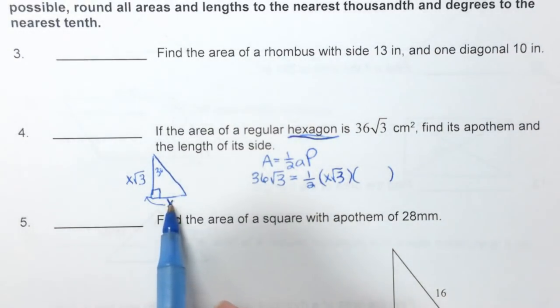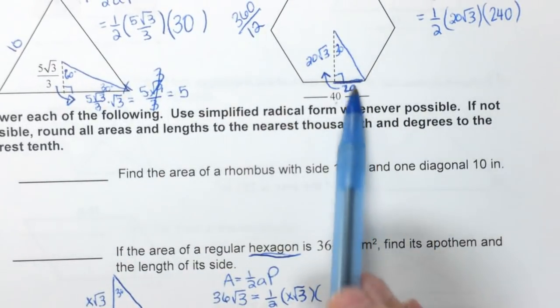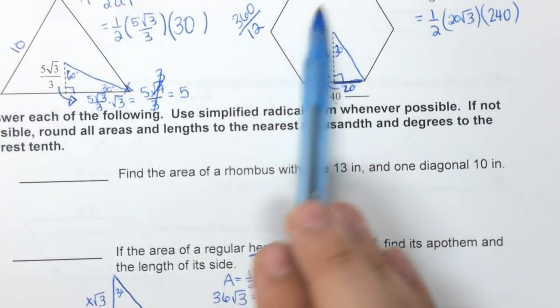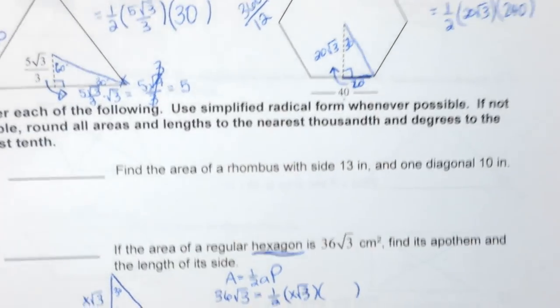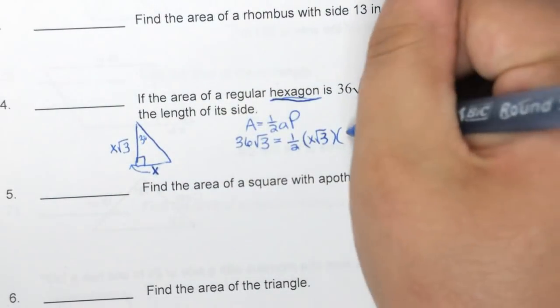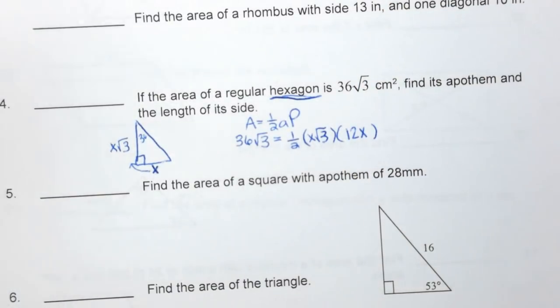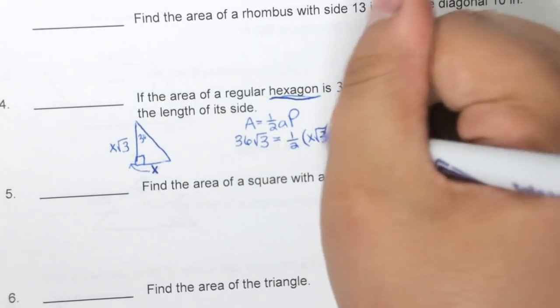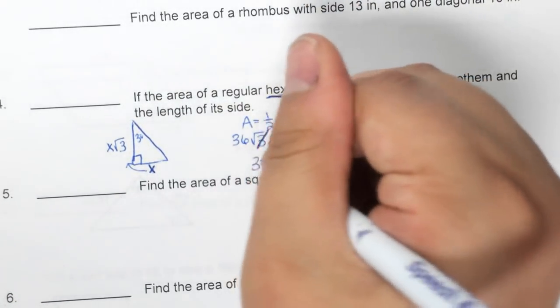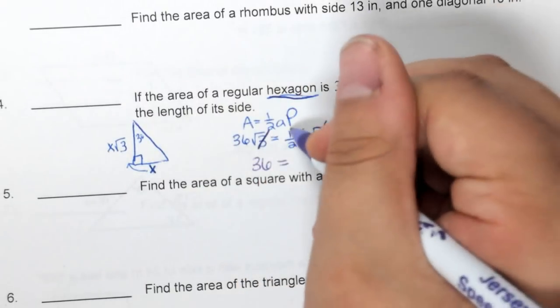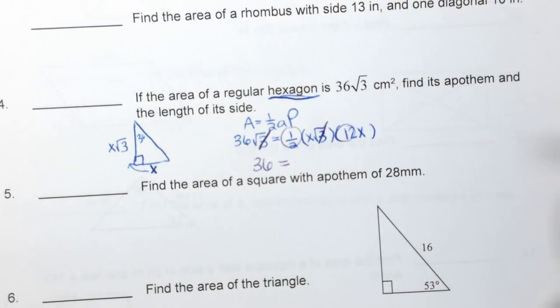Now, what would be my perimeter? Remember, we said this was x. So what am I going to have to do to x in order to find it? By 12. Do you all see why we're multiplying by 12? Okay. Now I'm going to simplify this. Where did my pen go? Can I cross out the square roots of 3? Okay. So then I'm left with 36 equals, what's 1/2 of 12?